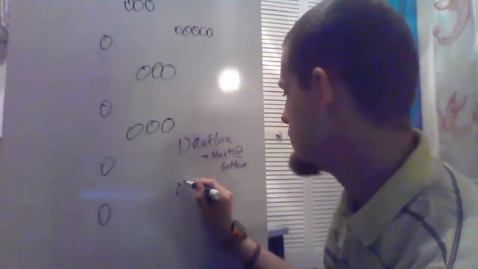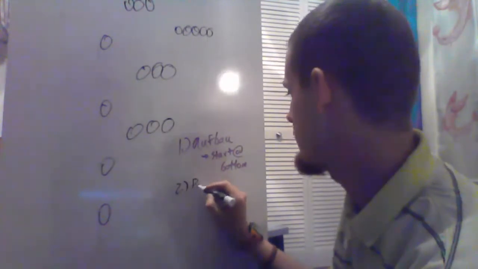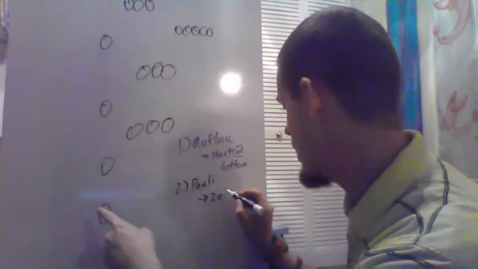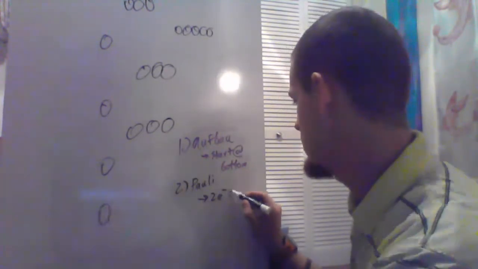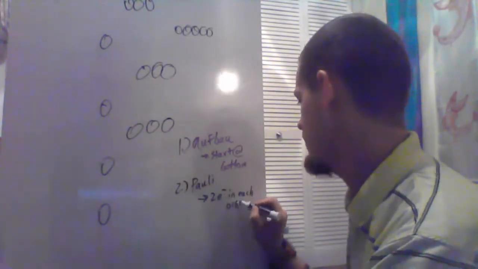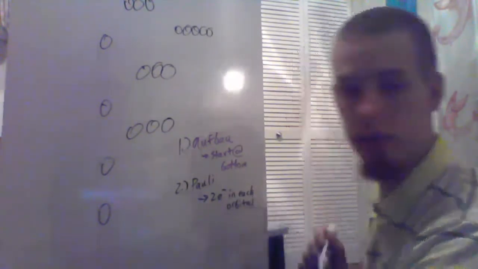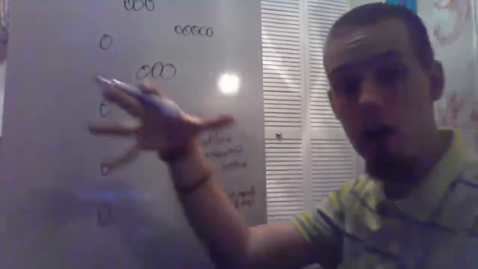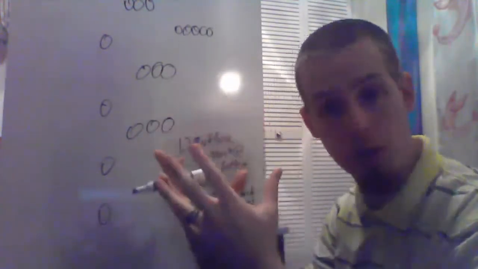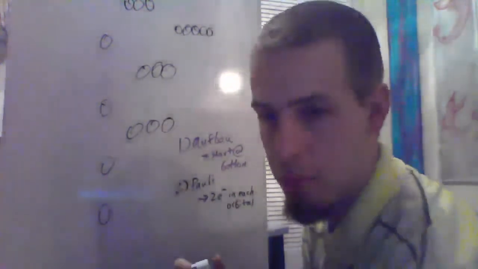Next rule, Pauli says two electrons fit in each orbital. And again, this is very similar to electron configurations where we're talking about where electrons generally are. Not 100%, but generally. We can at least say that.